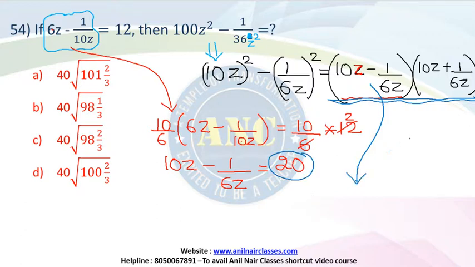The other value, 10z plus 1 by 6z, I need to calculate, and that is also very easy, which you are already aware of, because if I know the x minus 1 by x value, I am actually finding the x plus 1 by x value. This is nothing but plus or minus square root of k square. K value is 20. 20 square is 400.